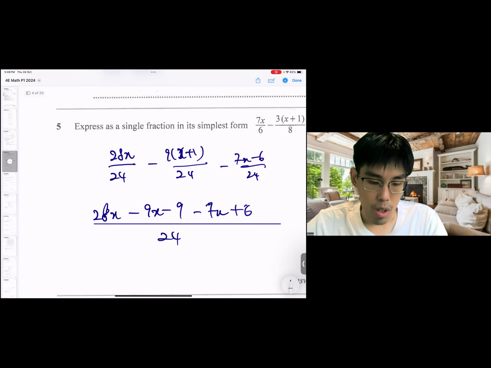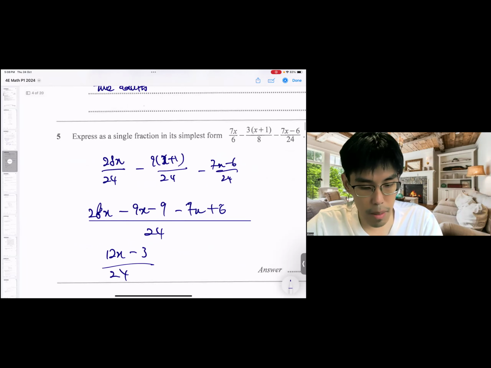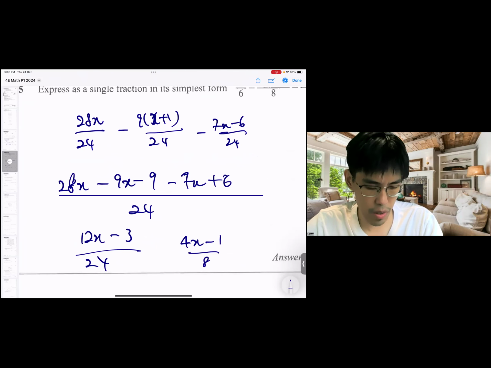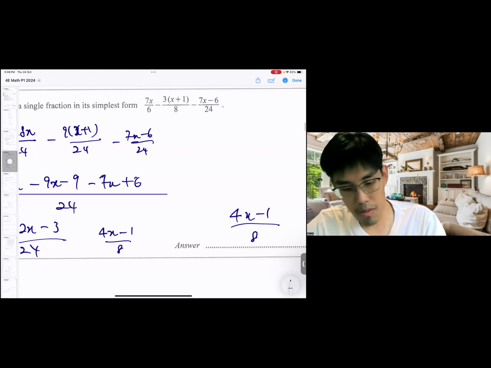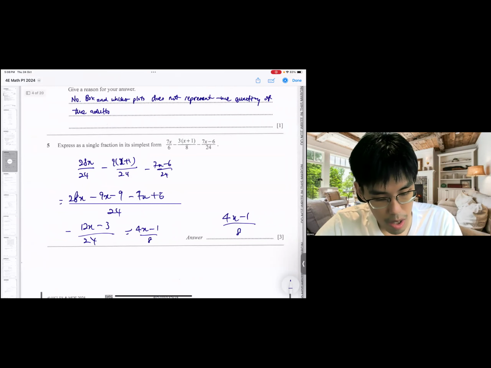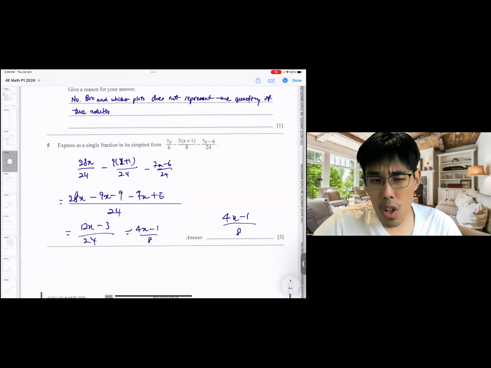This is also a sign change involved. So 21 minus 9 should be 12x. Then this is minus 3, so minus 3 over 24. In the simplest form, I can divide everything by 3. So it should be 4x minus 1 over 8. Yeah, that should be it. 3 marks. The last one doesn't need anything done to it, just do the sign change. Everything is going to be fine.